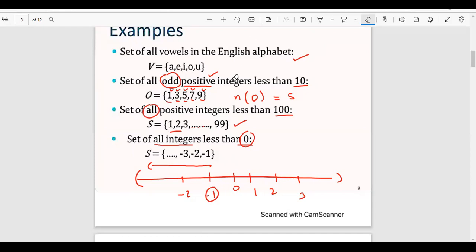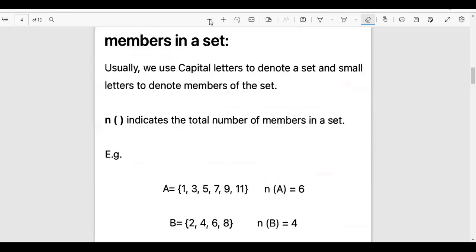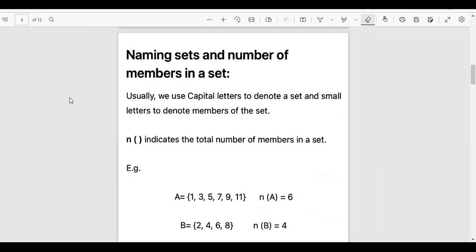Okay, let's talk about this now again. Now we are formally defining everything: naming sets and the number of members in a set. Usually we use capital letters to denote a set and small letters to denote the members of a set. We have discussed that already.